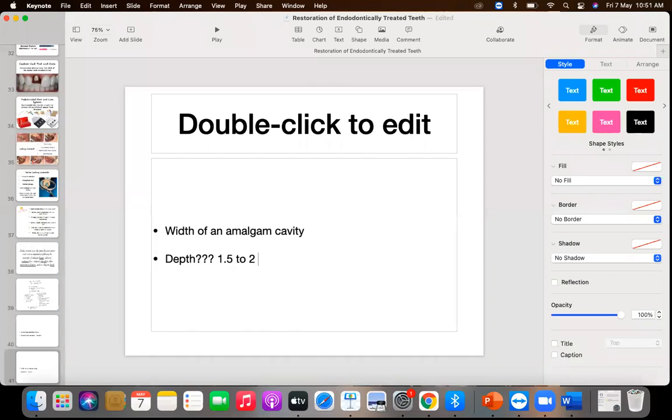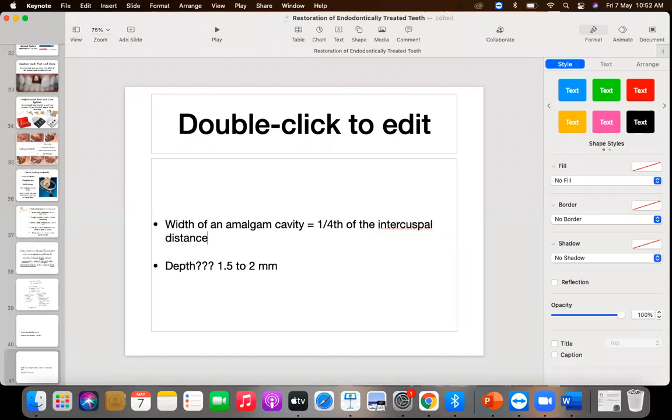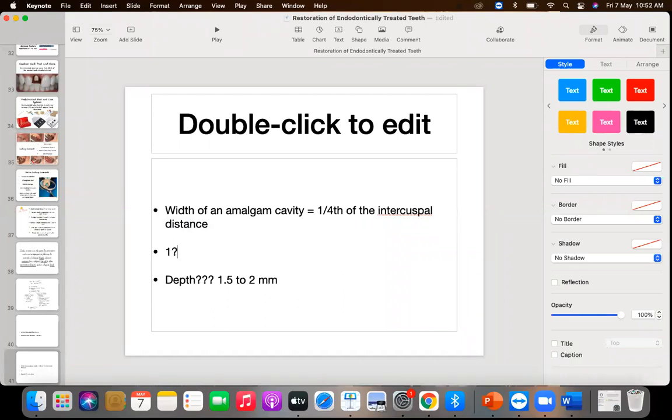Everybody's gonna say this. Priyanka, can you answer the first question? Quickly, we've got 9 minutes only. Priyanka, width of amalgam cavity. Ma'am, 1/4 of the intercuspal distance. Absolutely. Very well answered. 1/4 of the intercuspal. Anyone who says 1/3 is mistaken, because you should understand that 1/3 would be bigger than 1/4, right?